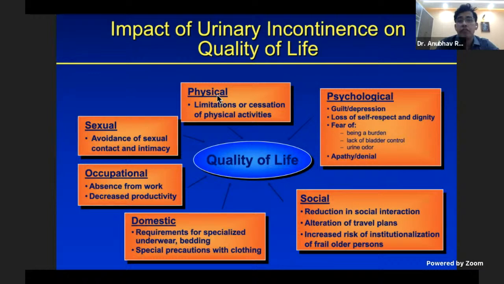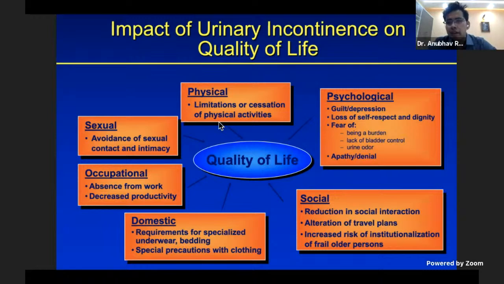So the patient may have a physical decrease in quality of life. The patient may have limitation or cessation of physical activities. The thought of going for regular exercises, regular jogging, or even playing with your children can be hampered if you're suffering from overactive bladder. You try to avoid going outside, because suppose you have a little urinary incontinence, you will be in a difficult situation. You'll have to look for a restroom to change your clothes or put on a pad. So you have physical limitations.